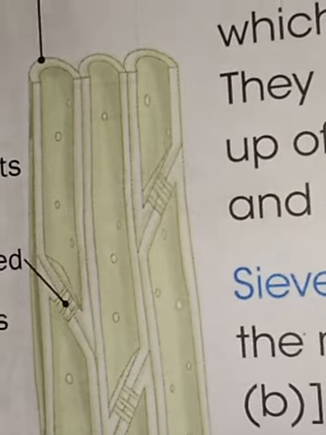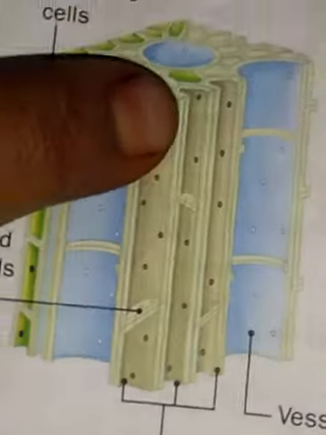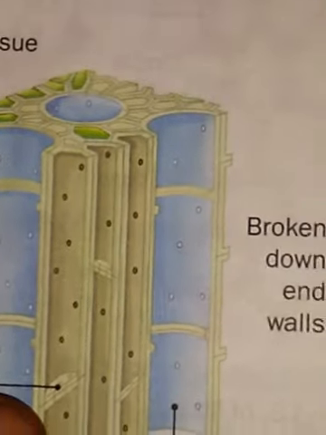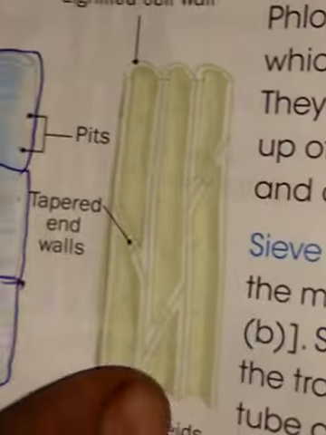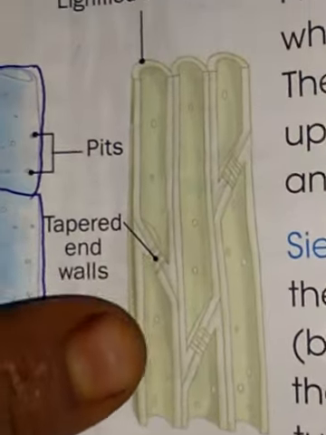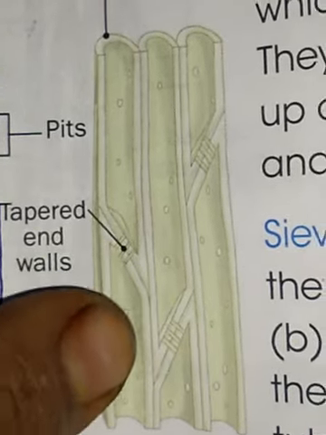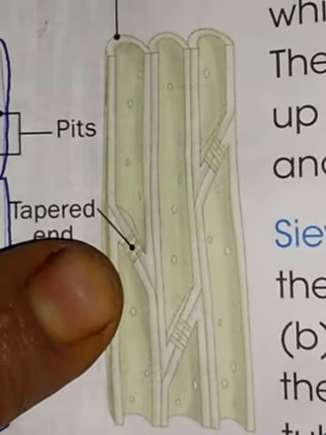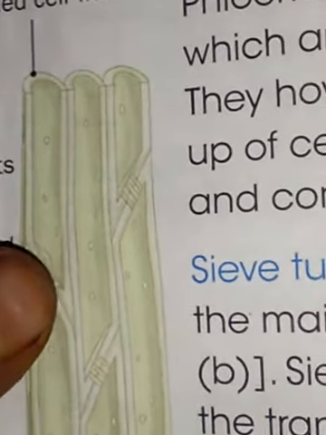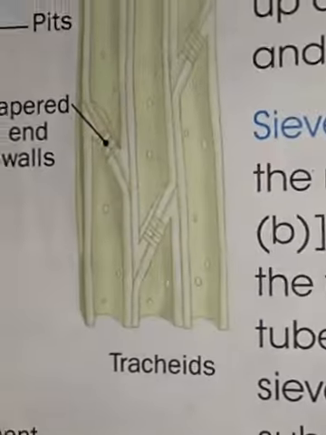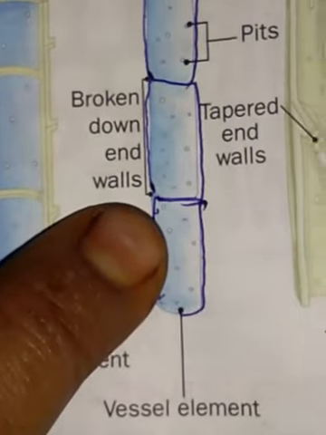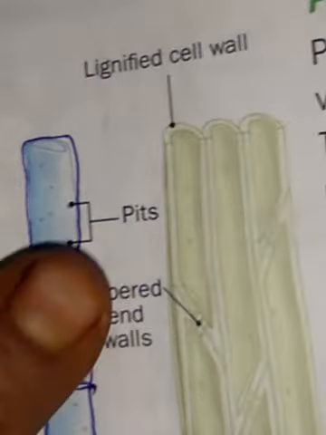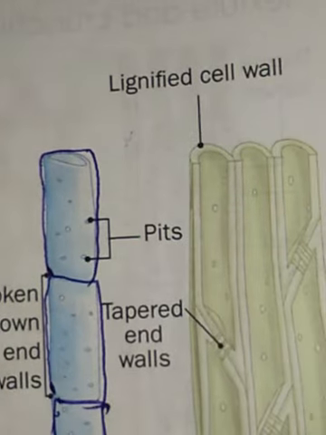And the tracheids' end wall is tapering in form. See the picture. How is the end wall present in tracheids? Tapering form. But the vessels' end walls are broken down. How are the vessels' end walls present? Broken down.